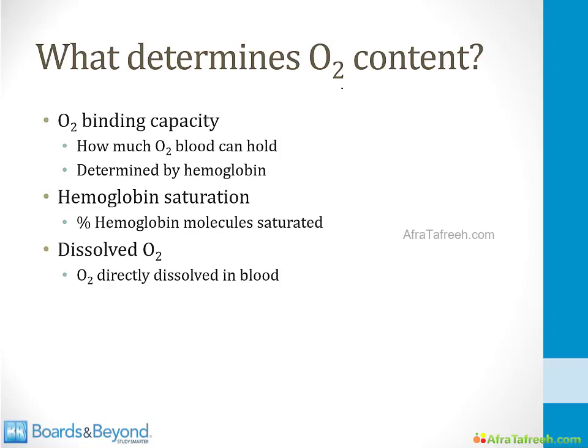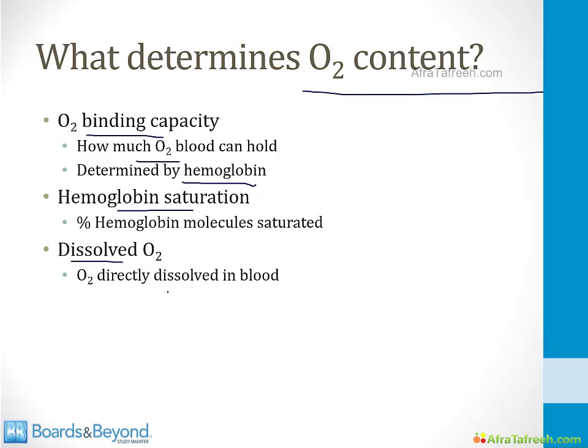So let's talk about what determines the oxygen content of blood. The first thing is the oxygen binding capacity. This is how much oxygen our blood can hold, and this is determined by hemoglobin. The reason our bodies evolved to have hemoglobin is so that we could carry more oxygen in our blood than if we did not have hemoglobin. The second thing that determines the oxygen content is how much your hemoglobin is saturated. If you have lots of hemoglobin but it's only 10% saturated with oxygen, obviously you're going to carry less oxygen in your blood than if you were 100% saturated. And then the final component of oxygen content is dissolved oxygen that's directly dissolved in the blood, and this is a very small amount of oxygen. Most of our oxygen is carried bound to hemoglobin.